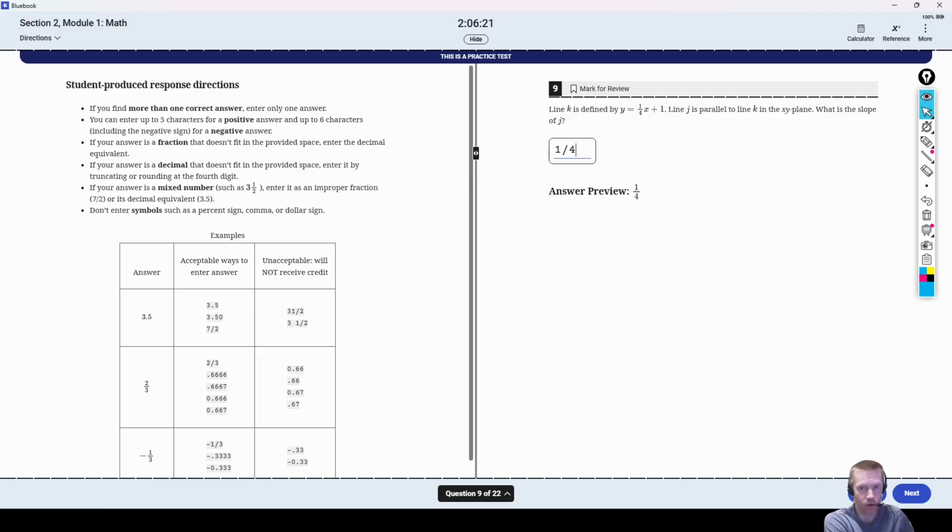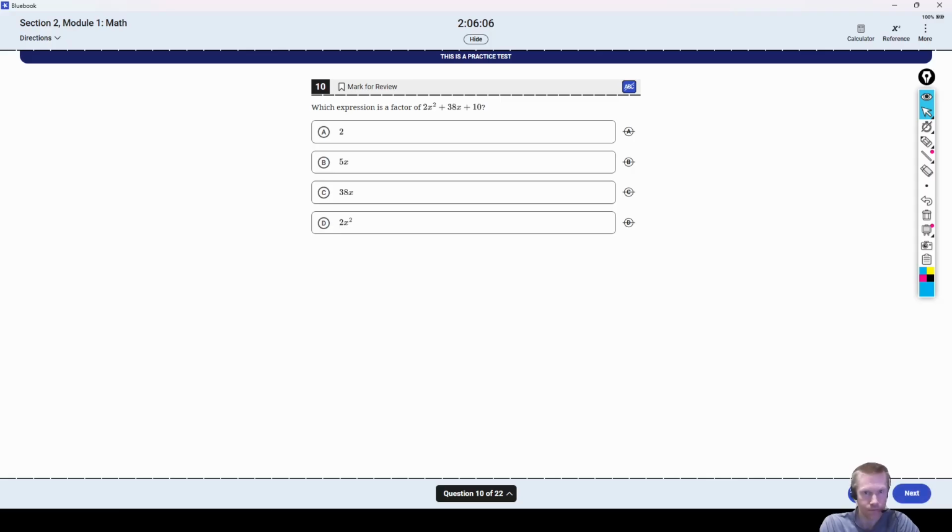So you could type it as 1/4. You could also technically type it in as 0.25. Either of those answers would be correct. But the slopes are the same, so the answer is just 1/4, however you want to type it in.